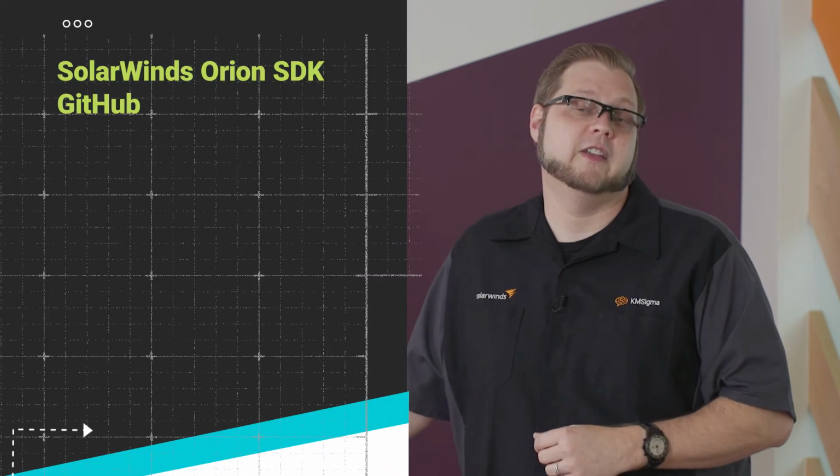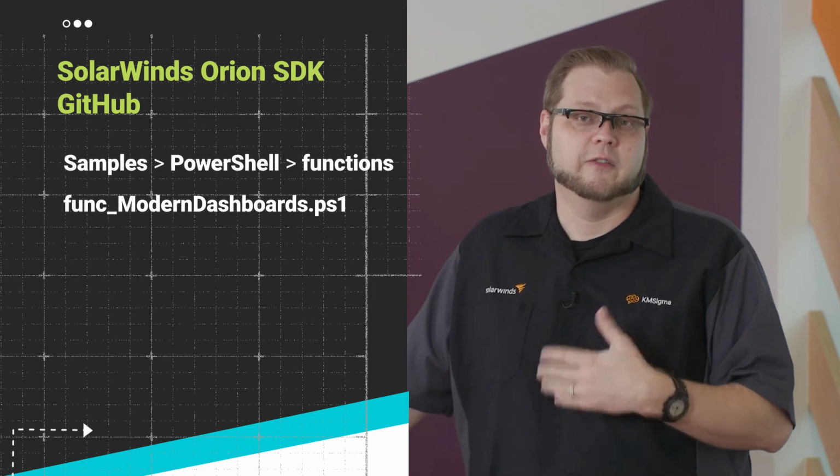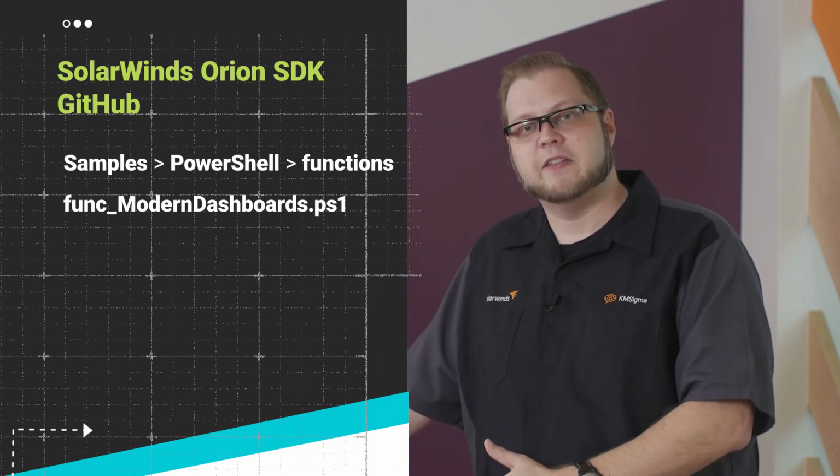But we like to do something a little bit better on that. In this case, I took that information and actually built a function for this, and this function is available on GitHub. You can just go to the SolarWinds Orion SDK GitHub, go into samples, PowerShell, functions, and it's called func_modern dashboards. Once you have that, you can authenticate.